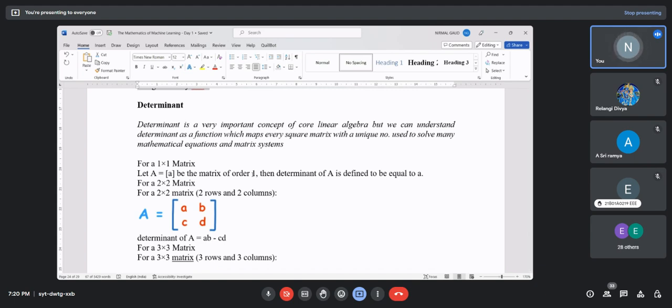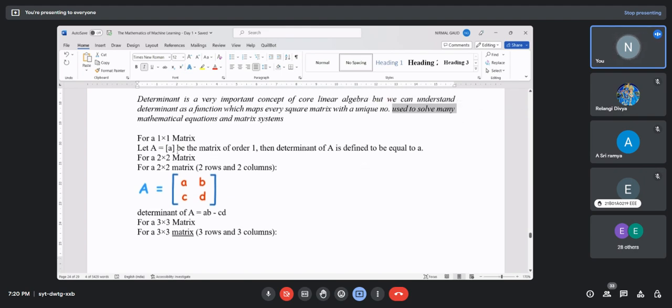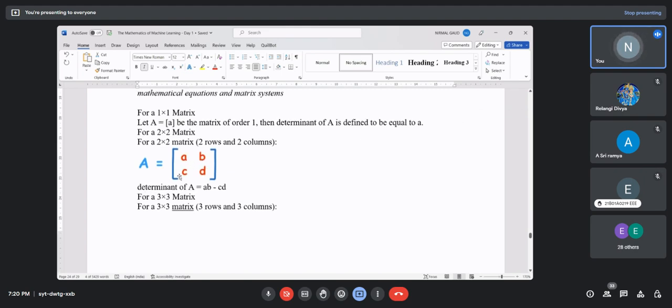That means if you need to solve a matrix, you need to calculate a determinant of it. We can understand the determinant as a function which maps every square matrix to a unique number, and that can be used to solve many mathematical equations. For example, I have a matrix like this: A, B, C, D. What is the determinant of it? I will multiply A by D minus C by B. This is the determinant of the matrix.